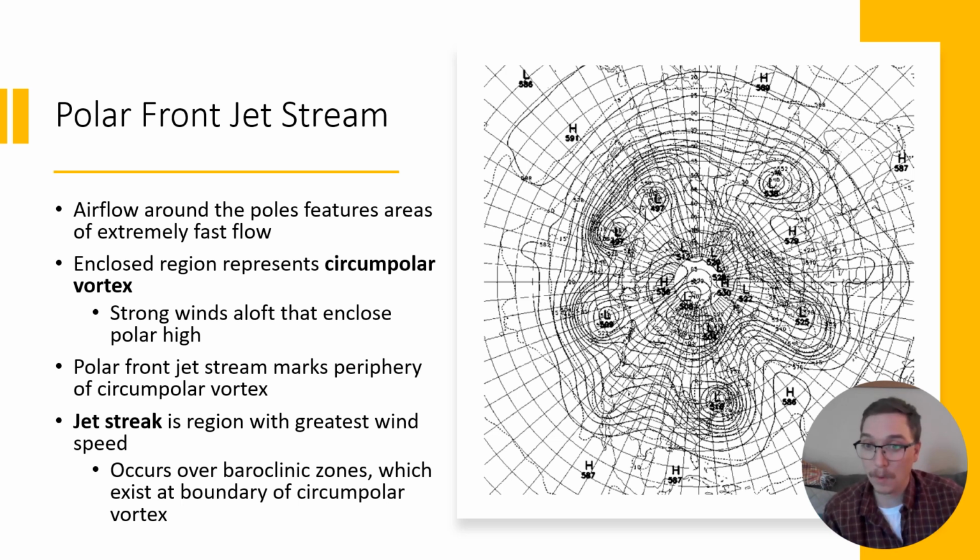We saw where the polar jet stream was, kind of at that meeting point around 45 to 60 degrees north and south. It migrates over time throughout the seasons, but one of the features of that polar jet, something we call our jet streak, is the region with the greatest wind speed. This occurs over baroclinic zones, so where you have these steep thermal gradients that exist at the boundary of circumpolar vortices.